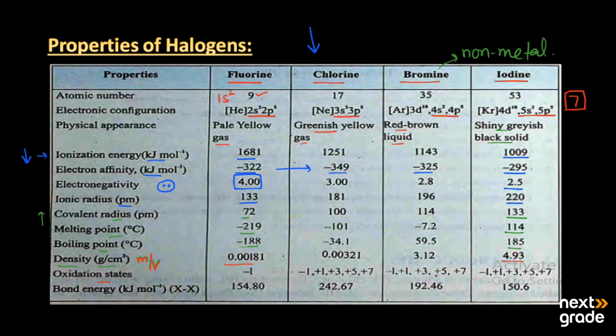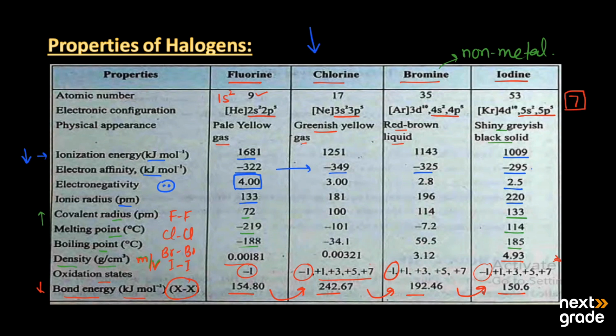Then the oxidation state for all of these is similar, which is minus 1, but chlorine, bromine and iodine may vary from plus 1, plus 3, plus 5 and plus 7. The bond energy is in kilojoules per mole for the bonds fluorine to fluorine, chlorine to chlorine, bromine to bromine and iodine to iodine. The bond energy of fluorine is 154.5, chlorine 242, bromine 192.46, and iodine 150.6. It means down the group, the bond energy first increases from fluorine to chlorine, then decreases from chlorine to bromine and bromine to iodine.